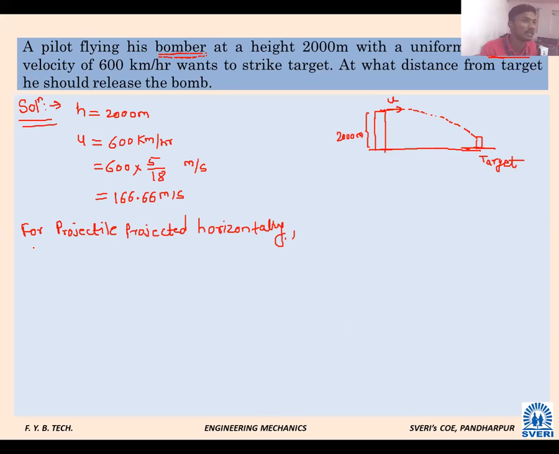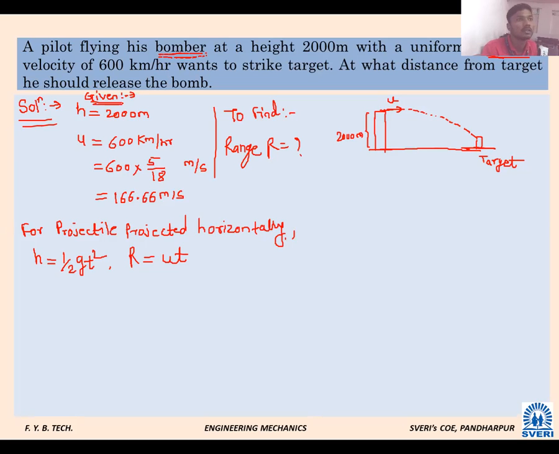कुठले दोन फॉर्म्युला माहित आहेत आपल्याला? H इज इक्वल टू 1/2 into GT स्क्वेअर. आणि पुढचा कुठला सांगितला? R इज इक्वल टू UT. आपलं एक राहिलं की गिवन झालं टू फाइंड रेंज. आपल्याला रेंज फाइंड आउट करायचे. टू फाइंड रेंज R इज इक्वल टू हाऊ मच? आणि हे गिवन आहे बरं का, इथं पण लेटर आहे given.